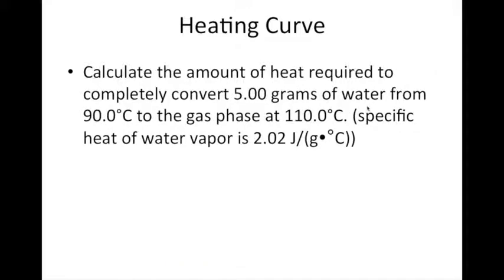Now let's take a look at this problem. This one's a little more complicated. Calculate the amount of heat required to completely convert 5 grams of water from 90 degrees to the gas phase at 110 degrees Celsius. So we're starting out with liquid water at 90 Celsius, and we're converting it into gaseous water, or water vapor, at 110 degrees. You're given the specific heat of water vapor. Now you may also need some other numbers, so you might need to go back in the video and pick up a couple of numbers. I'm not going to tell you what they are.